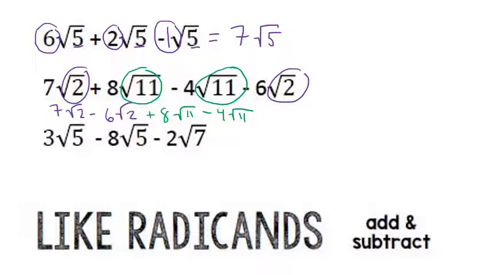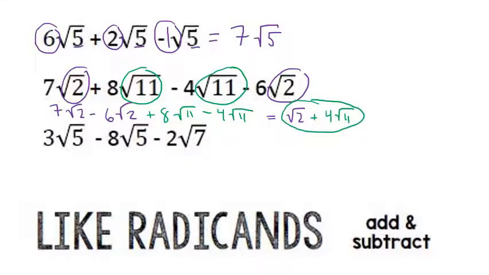I can now simplify by adding and subtracting the ones that are like. Well, for the first two, 7 minus 6 is 1 root 2. And then I have 8 root 11 minus 4 root 11, which would be positive 4 root 11. So that's my solution. I only add and subtract things that are like, and then I can leave it.